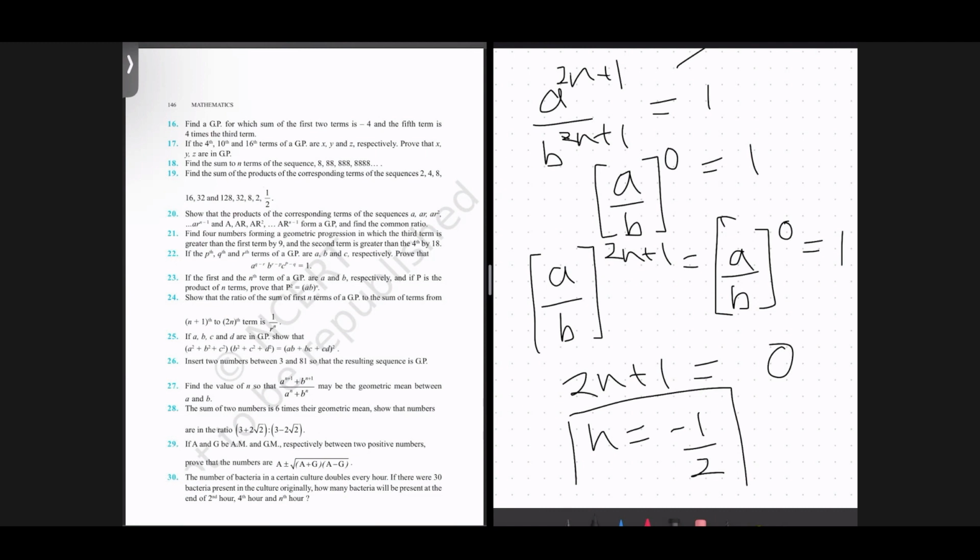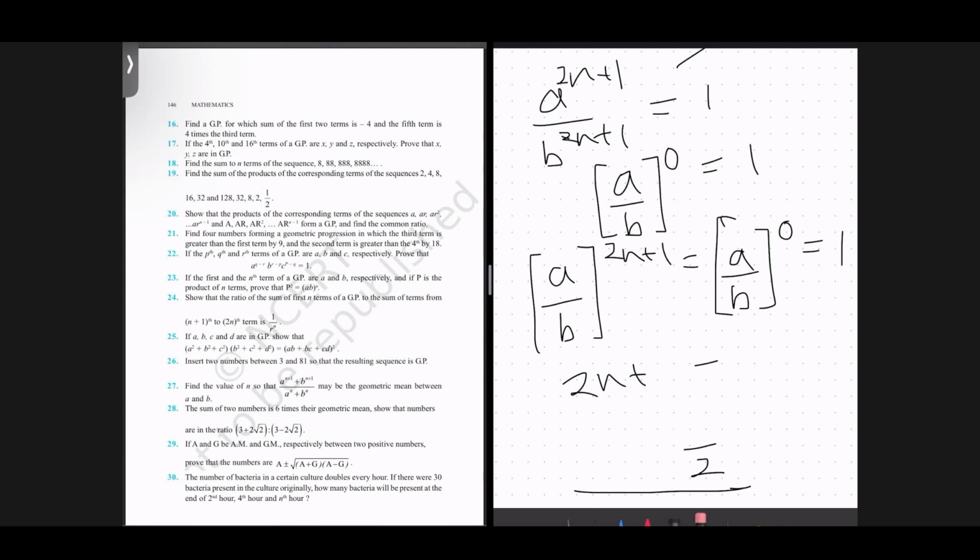So, for the value of n equals minus 1 by 2, (a raised to the power n plus 1 plus b raised to the power n plus 1) upon (a raised to the power n plus b raised to the power n) is going to be the geometric mean between two numbers. Correct. So that was the solution.